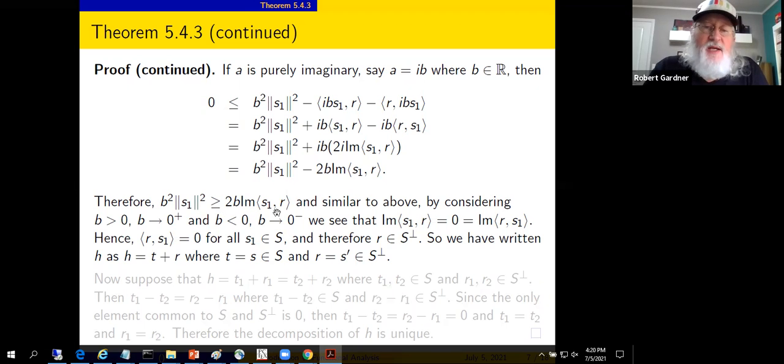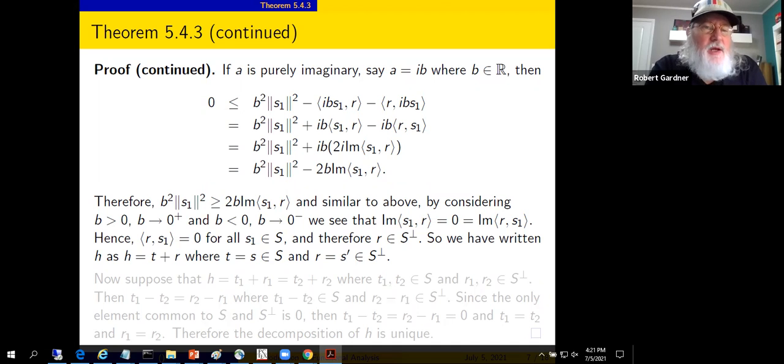Take B to be real and negative. Then when you divide the B's out, the inequality is reversed. Then you get 0 is less than or equal to the imaginary part, by taking some limits. And by the same argument as before, we deduce that the imaginary part of the inner product equals 0. So we've shown the real and imaginary parts of the inner product are both 0, so the inner product itself is 0.